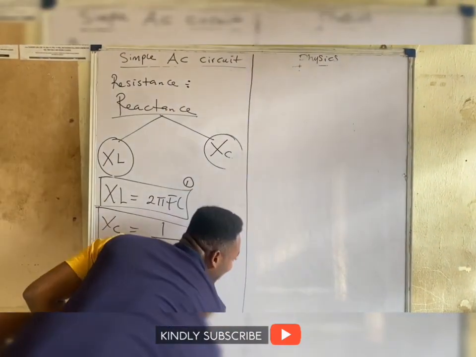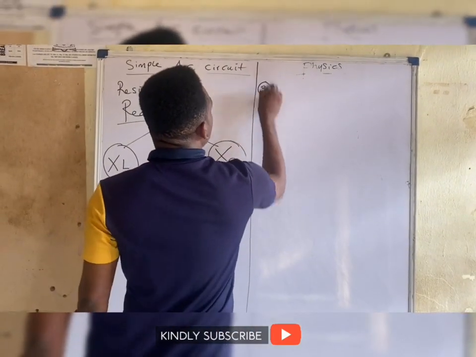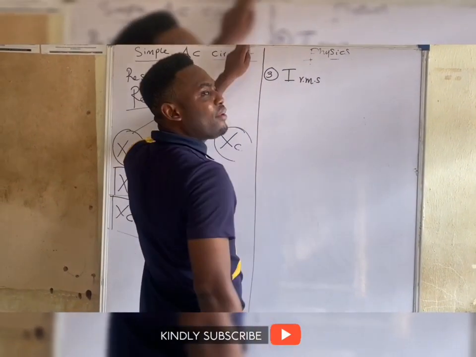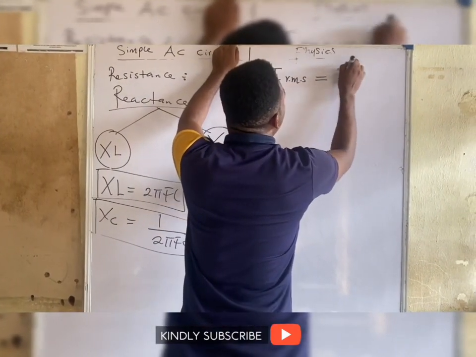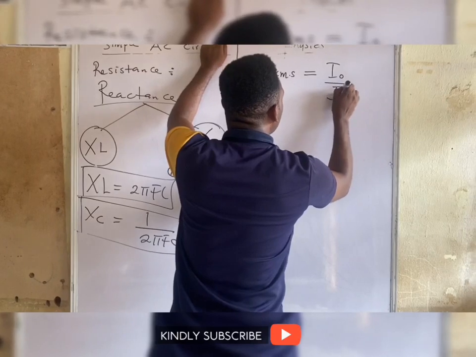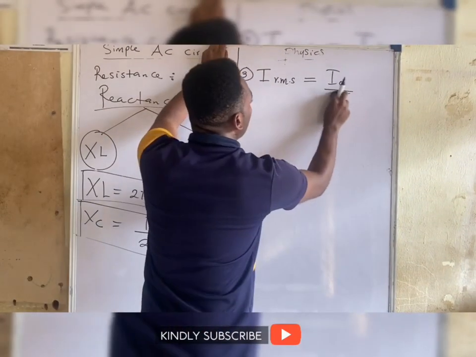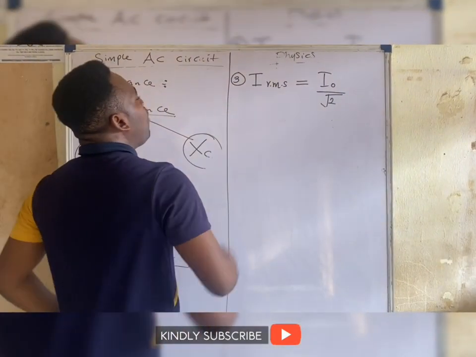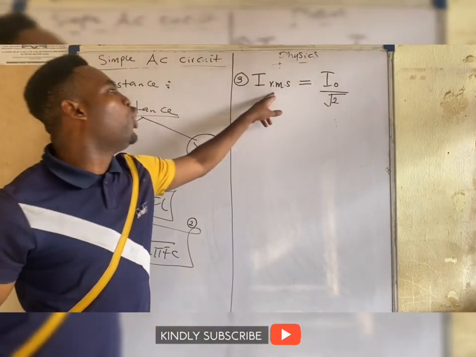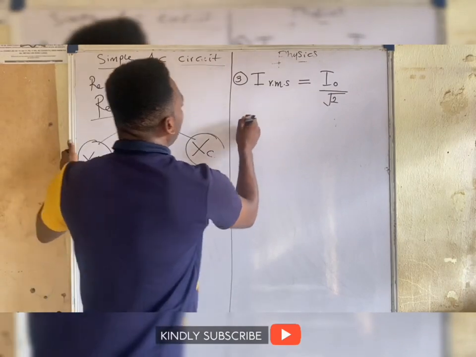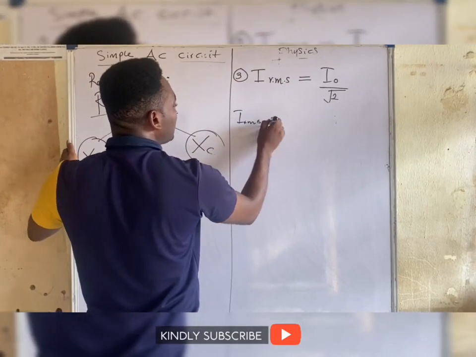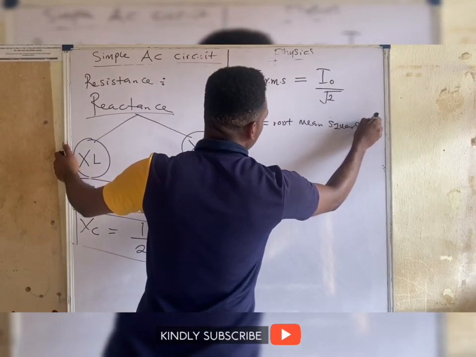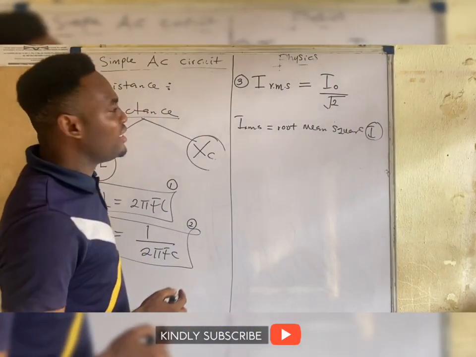Up next, there are some formulas I'm going to write down here. Formula 3: we have the formula for root mean square current, I root mean square. IRMS is given by the formula I naught divided by root 2. What is I root mean square? We call it the root mean square current.